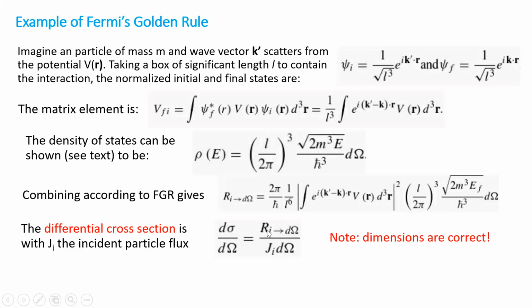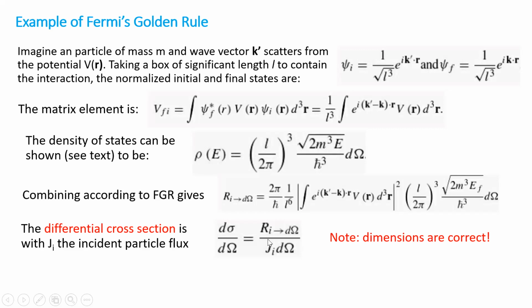And then R is a rate, 1 over time. J_i is 1 over area times time. So that'd be 1 over time divided by 1 over area times time. So the whole thing would be area, with d sigma in the numerator. But d sigma is an area. It's the incoming area of the beam. So we have area equals area, and the dimensions are correct. So we can at least believe that this formula is plausible, even if we haven't fully proved it here.